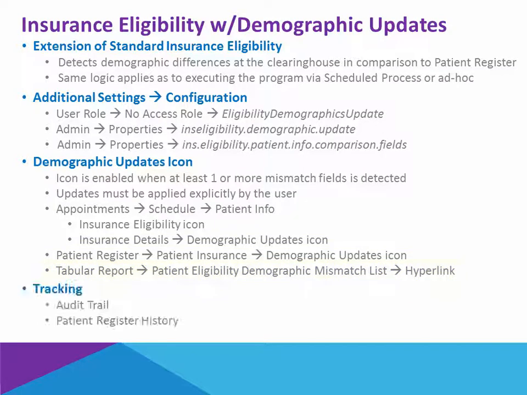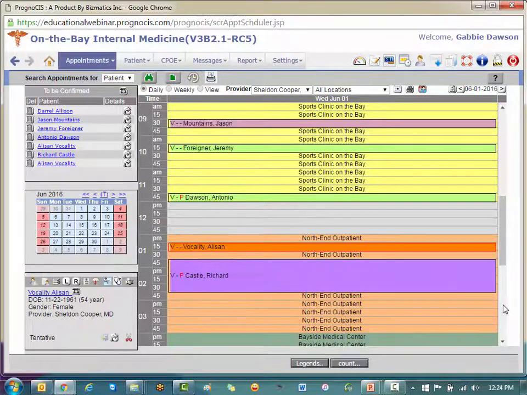And at a system level, there is tracking of all of the changes that are applied both under the audit trail as well as within the patient register history. So we're going to take a look at this inside the EHR.